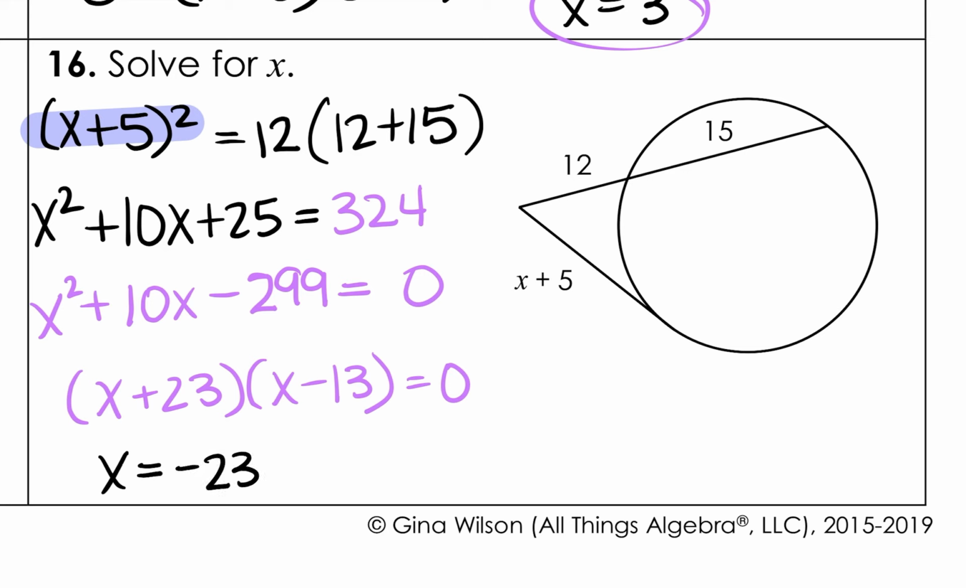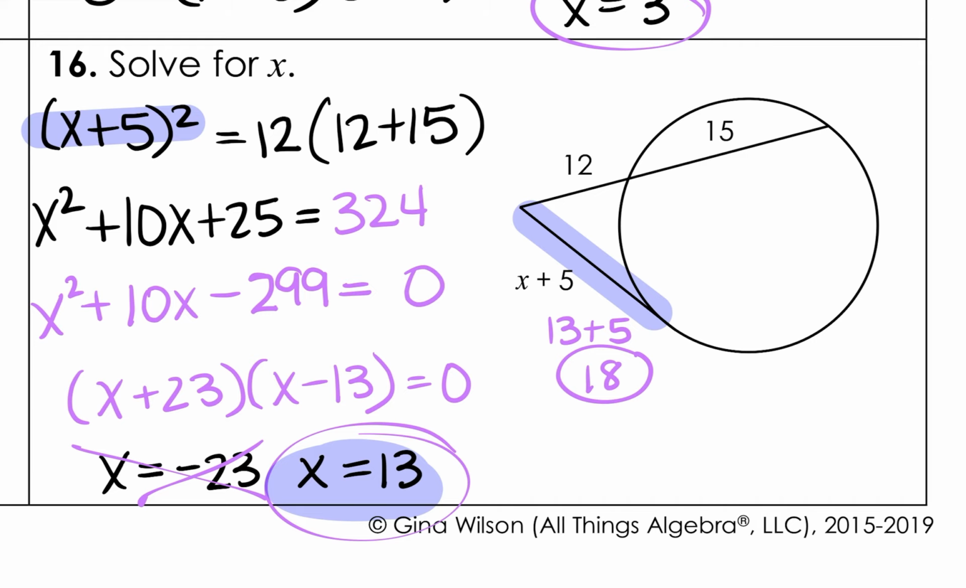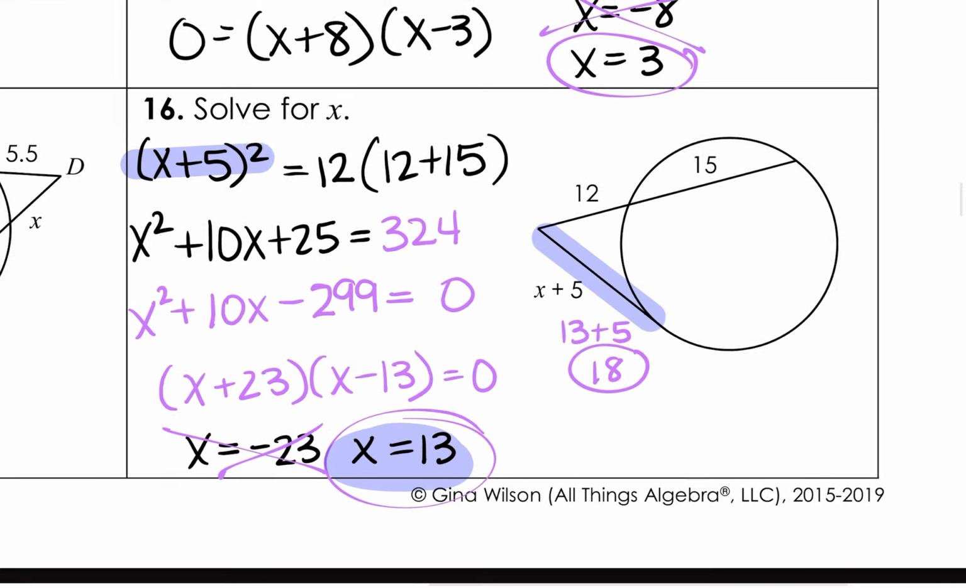So with that being said, the answers that I have are negative 23 and positive 13. Looking at this segment here, negative 23 plus 5 is going to give me a negative value, so there's no way my x could be negative, and so this is 13. They only asked you to solve for x, but I could go a little step further and say 13 plus 5, so this segment length is 18. But they only asked you to solve for x, so you're actually done right here.